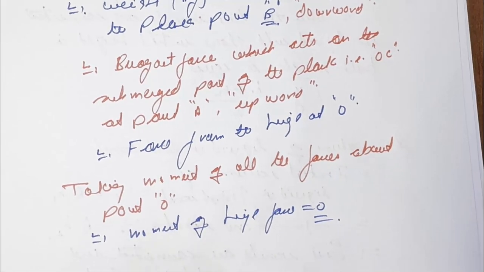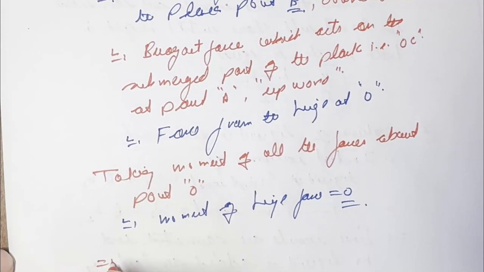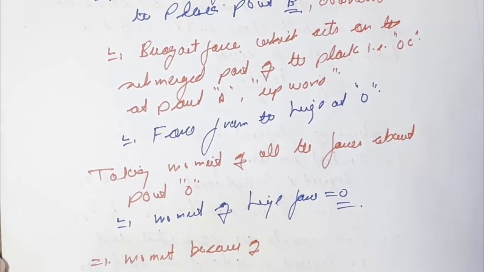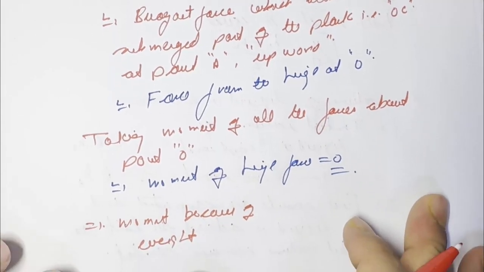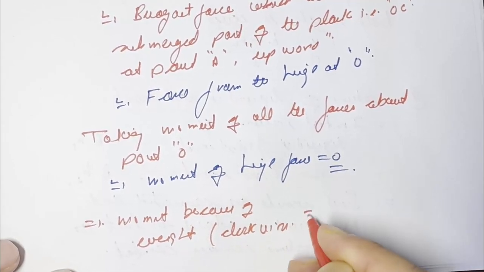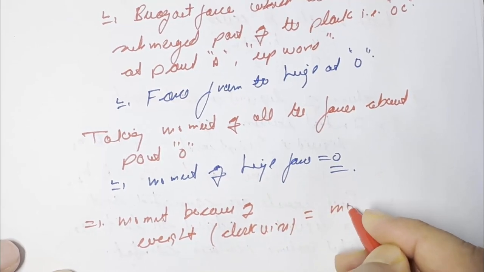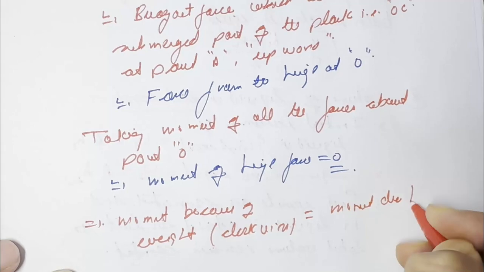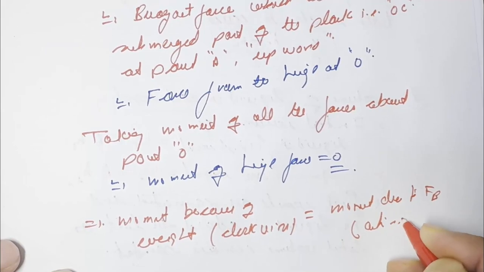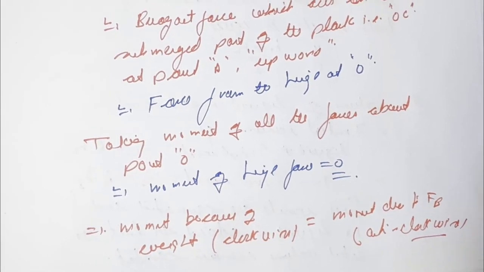You can say that moment because of weight, and that will be clockwise, should be equal to moment due to FB, and that will be anti-clockwise. So let us find out the respective moments.